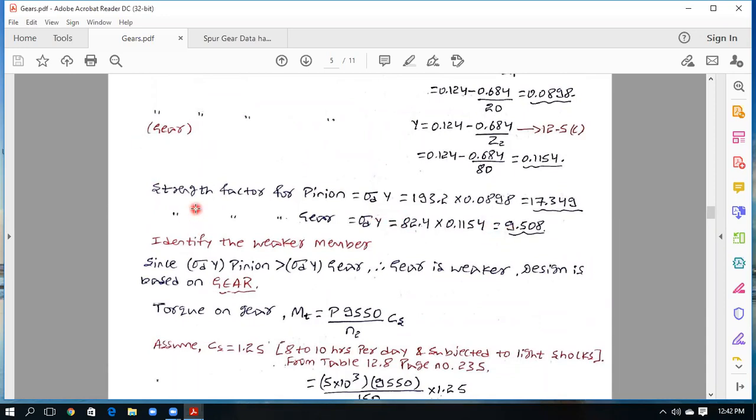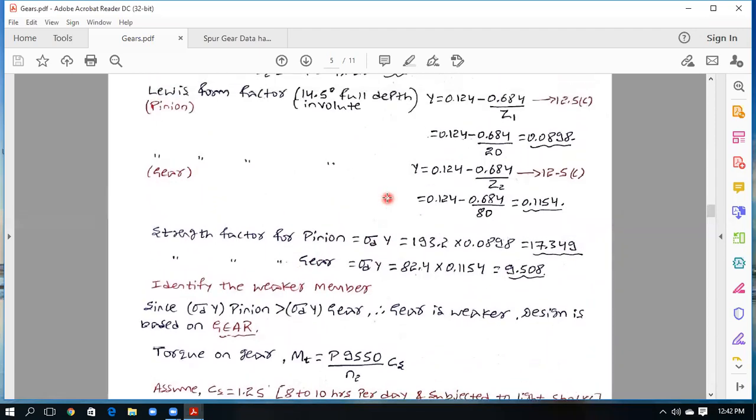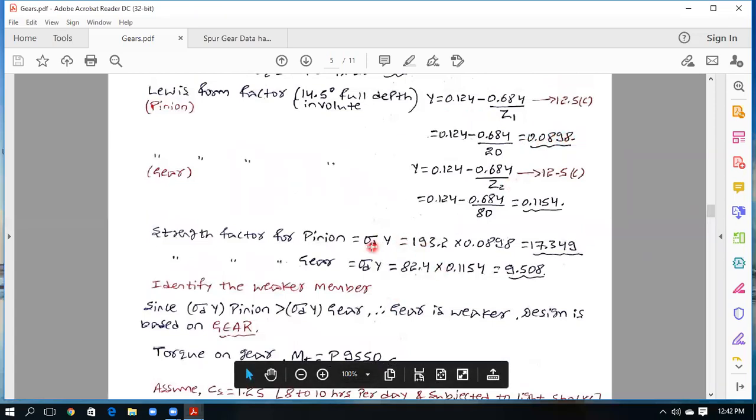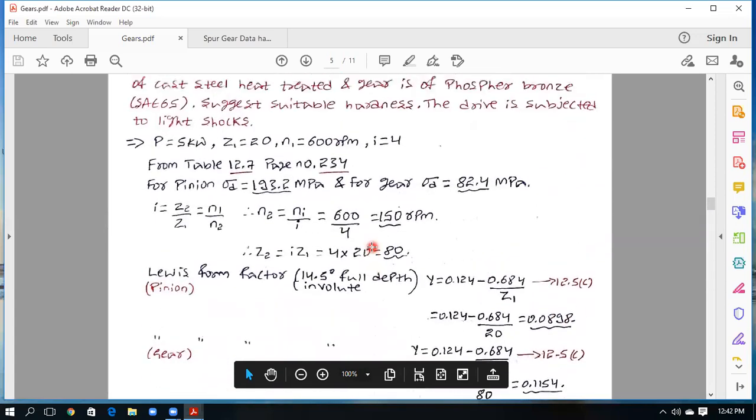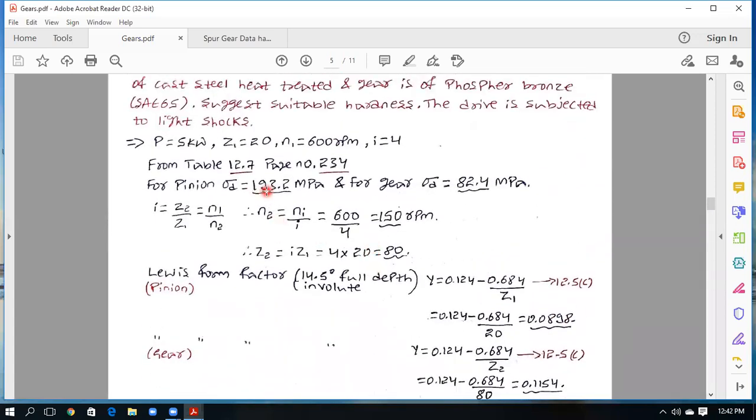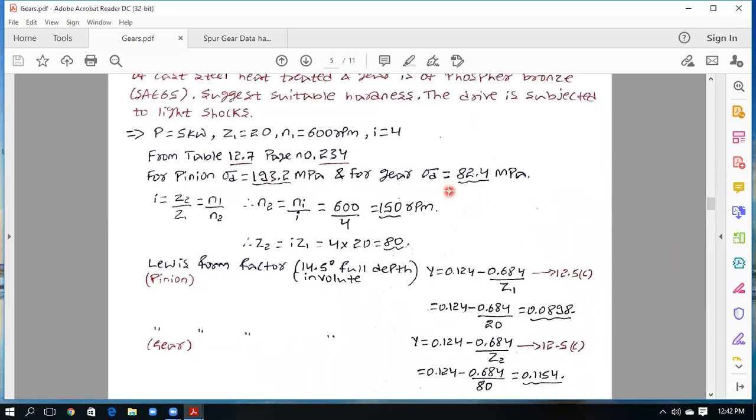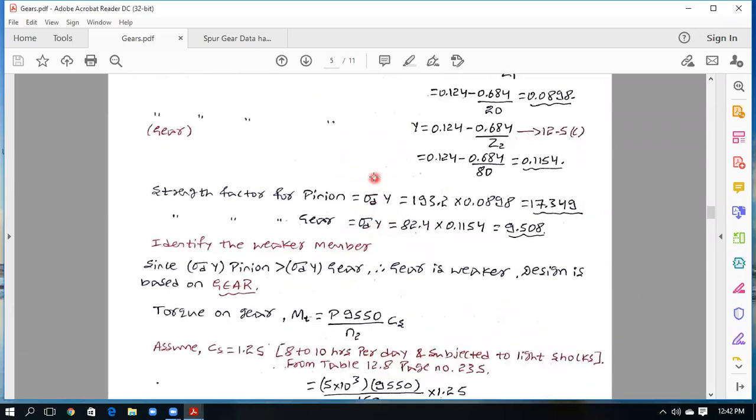Let me show you the strength factor for pinion and gear. You need to calculate sigma D into Y. For Lewis's form factor of pinion, you substitute 0.0898, and the sigma D of pinion which you noted down. In the next step, for gear you substitute sigma D 82.4 into Y, Lewis's form factor of gear, which is 0.1154. In this, you need to compare which is greater.